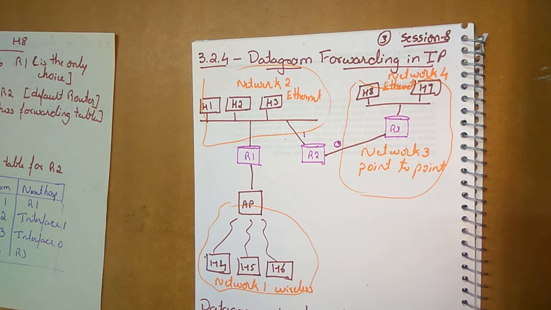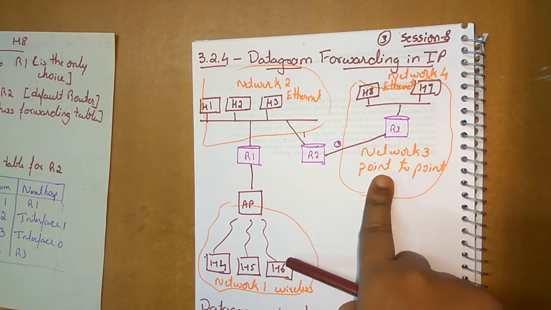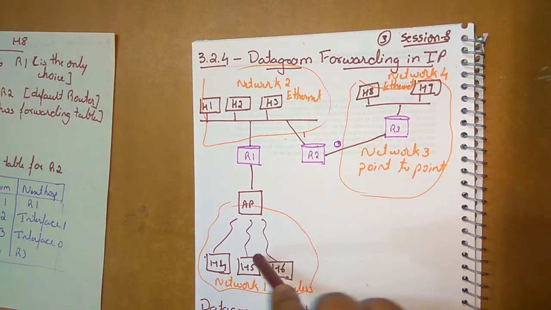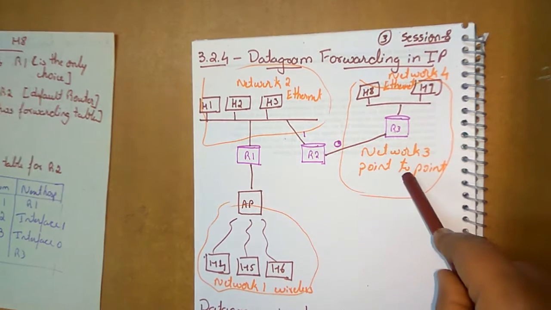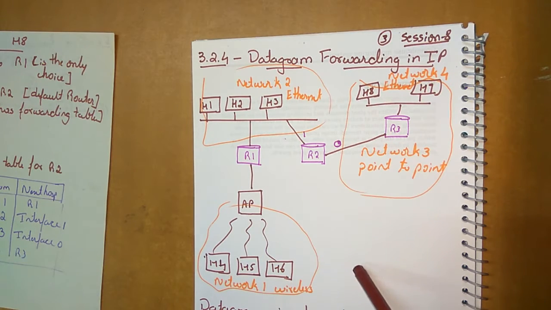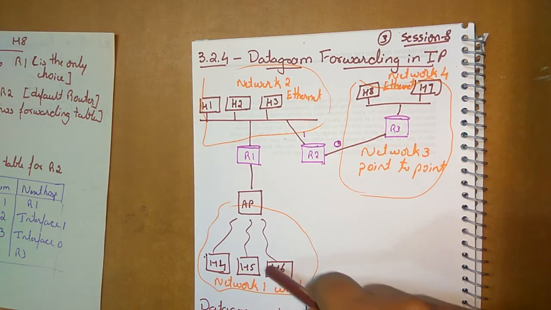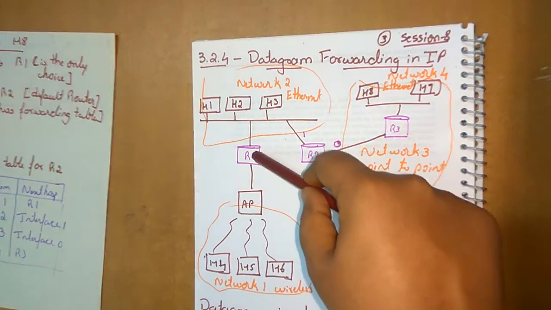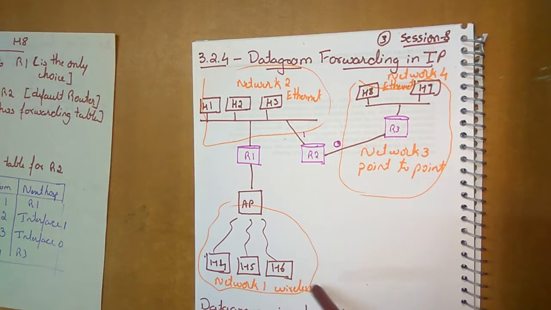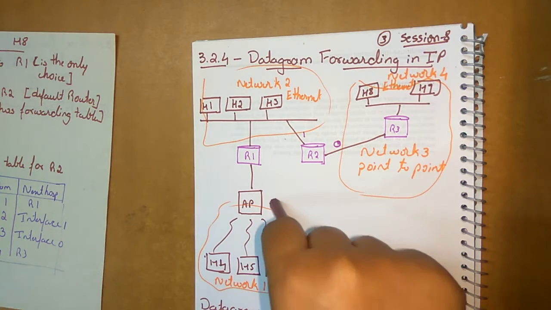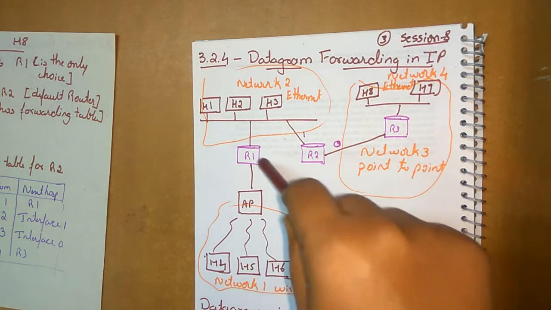The datagram contains the full IP address. By looking at that IP address, it will check whether it belongs to the same network or some other network. If the node is not connected to the same physical network, then it needs to send to the router. The router that it chooses is known as the next hop.